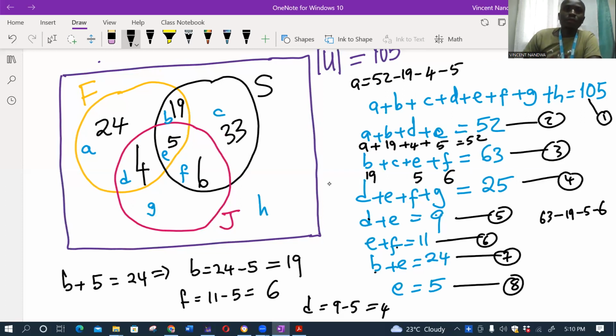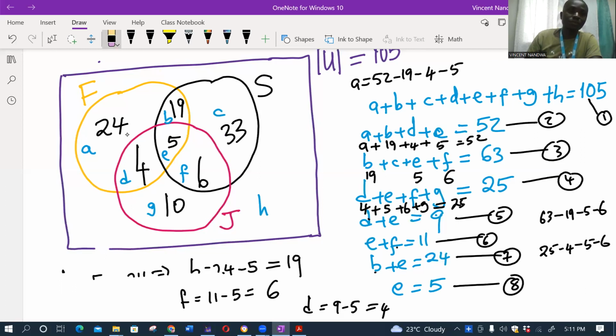Now G will be obtained from equation 4 because we know that D is 4, E is 5, F is 6. So when we add G, we should get 25. So G will be 25 minus 4 minus 5 minus 6, which gives us 10. So G has a value of 10. And then the remaining unknown is H. So H will be obtained from the first equation because at this point, we have all other unknowns apart from H.